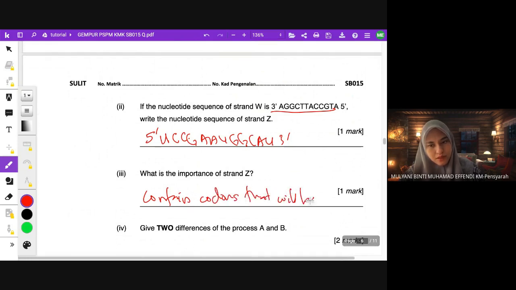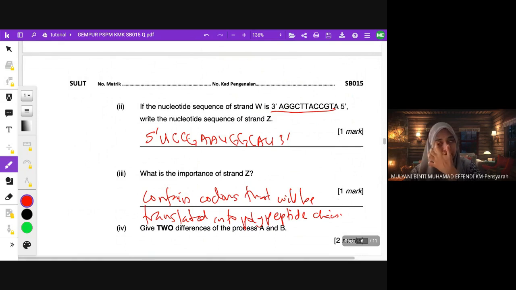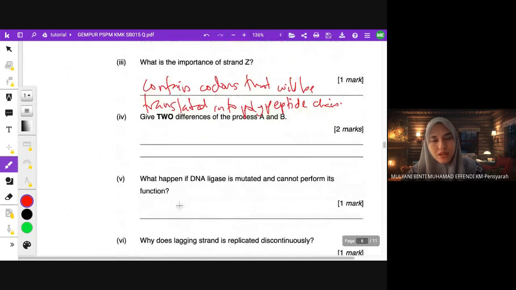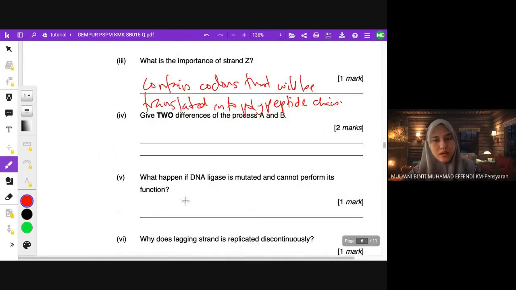that will be translated into polypeptide chain. So ramai mungkin akan jawab strand Z carries the information from DNA. Macam tu. Tapi for what? Okay, for translation process to produce protein. Macam tu. Kena ada macam lengkapkan ayat belakang tu lah. Okay. So boleh dia memang ada membawa information daripada DNA. Tapi untuk apa? Untuk translation process untuk menghasilkan protein.